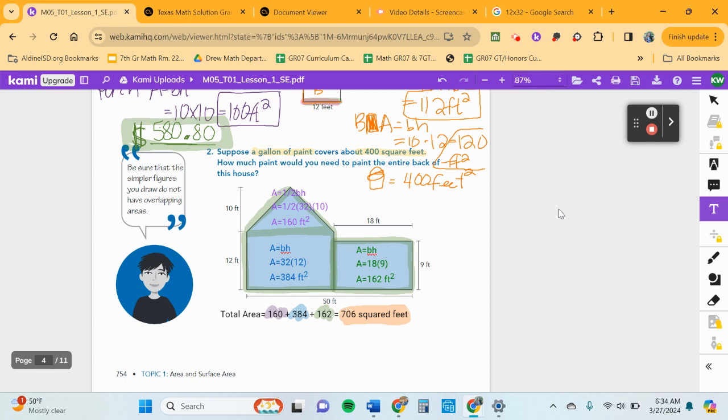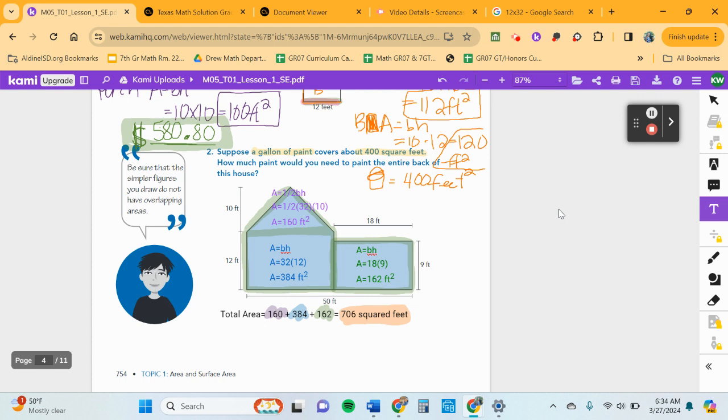So we started with the formula. Formula first. Say it with me. Formula first. All right. So area is equal to base times height. The base was 18 because it's clearly labeled, and the height was 9. We got 162 feet squared.